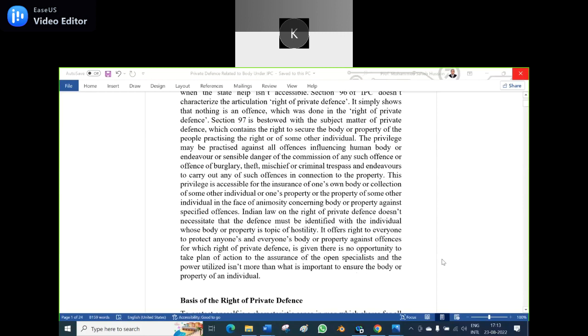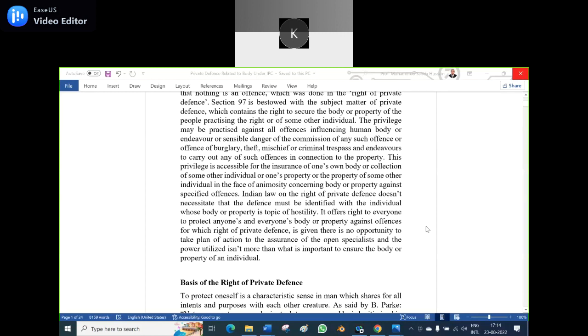This privilege is accessible for the protection of one's own body or that of some other individual, or one's property or the property of some other individual, in the face of hostility concerning body or property against specified offenses. So it applies to oneself or to another individual, and one can go to rescue others also. Indian law on the right of private defense doesn't necessitate that the defender must be related to the individual whose body or property is the topic of hostility. It gives the right to everyone to protect anyone's body or property against offenses for which the right of defense is given. There is no opportunity to take recourse to the protection of public authorities, and the force used isn't more than what is necessary to protect the body or property of an individual.